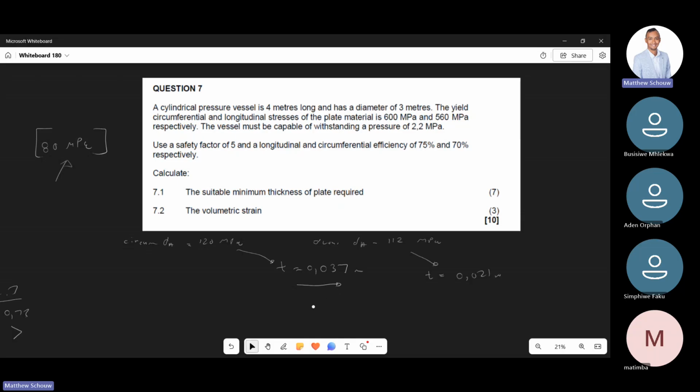It'll be 37 millimeters. And you must state there: use plate thickness of 37 millimeters. It will be able to withstand both joints, or strong enough for both joints, and so on. But you must state the last statement there. They give you a mark for that.